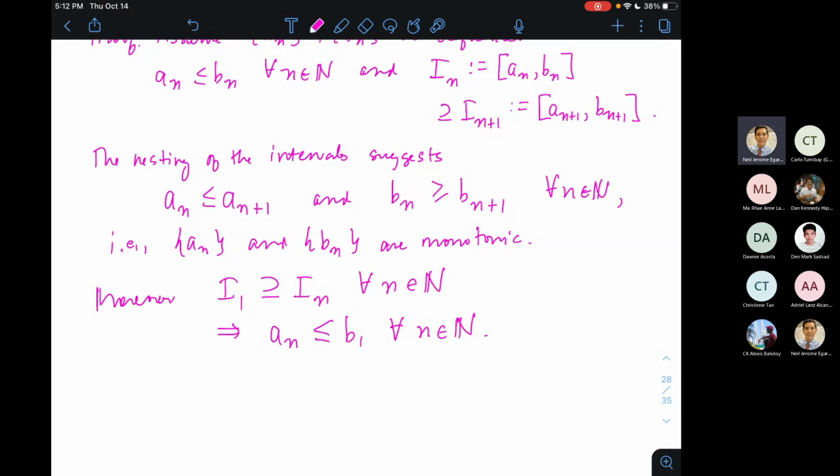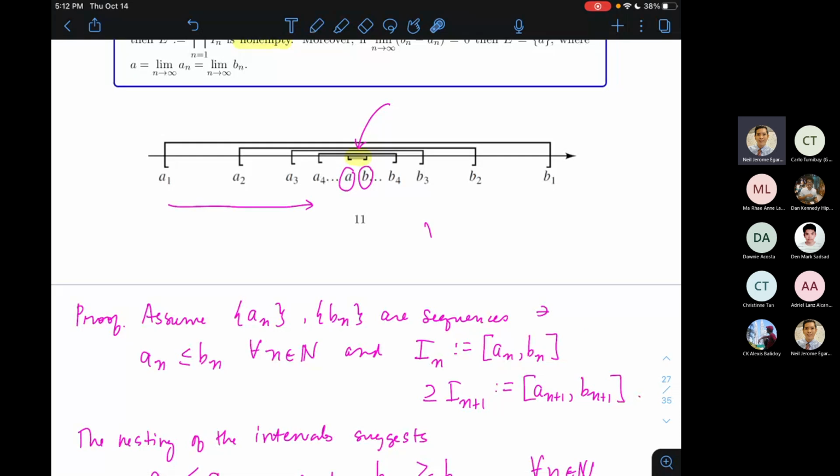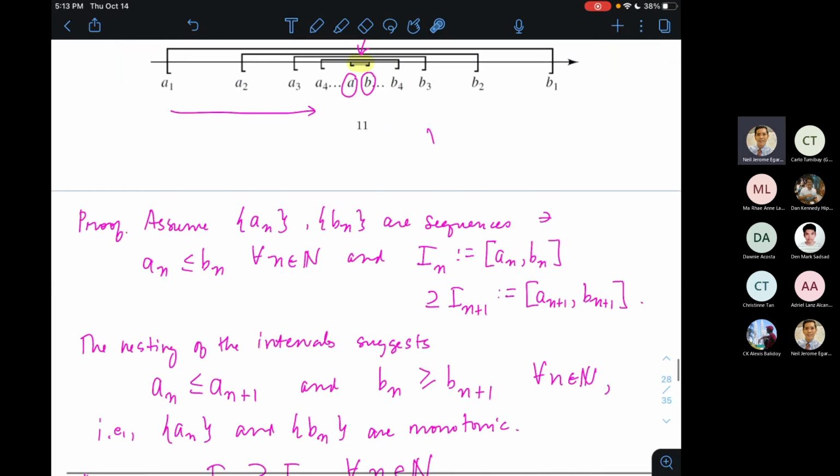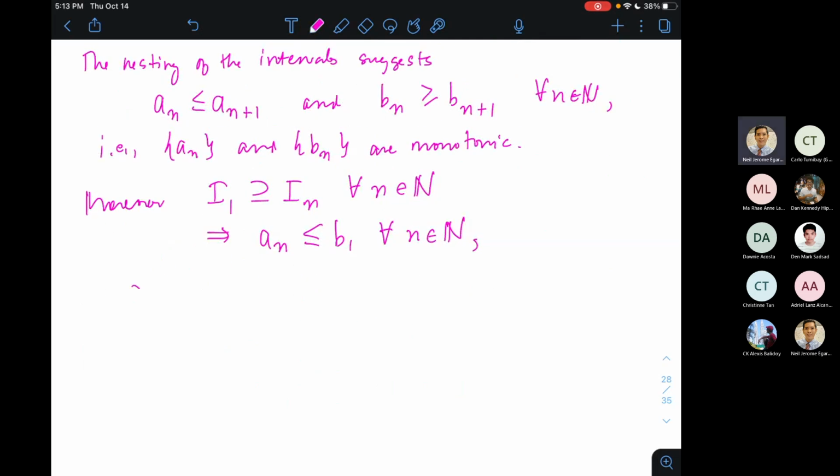Kung hindi nyo ma-envision, balik kayo dun sa drawing. Okay, ito yung A_1, ito yung A_2, ito yung A_3, tapos nandito si B_1. Kasi dapat superset ng lahat ng interval si I_1. So, ibig sabihin, hindi pwedeng lumampas yung right bounds ng mga I_n's kesa kay B_1. That makes B_n less than or equal to B_1, but each of the B_n's is greater than the A_n's. So that makes all A_n's less than B_1. Okay? And similarly, yung A_1 ay mas maliit sa lahat ng B_n's for all n in N.